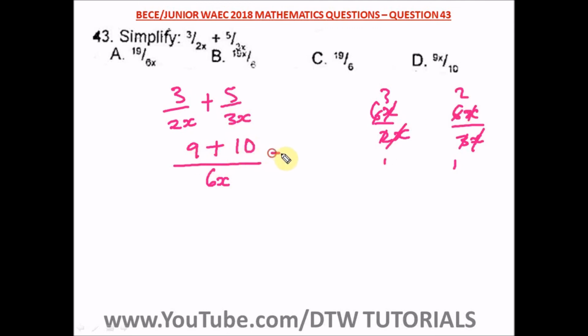So what are we left with here? 9 plus 10 will give us 19 over 6x. So this is our answer, and our right option here is option A.